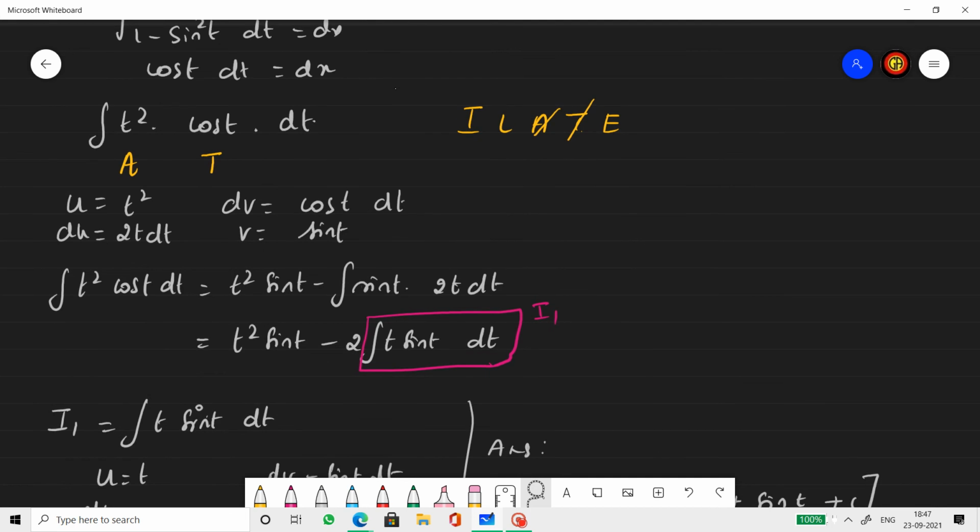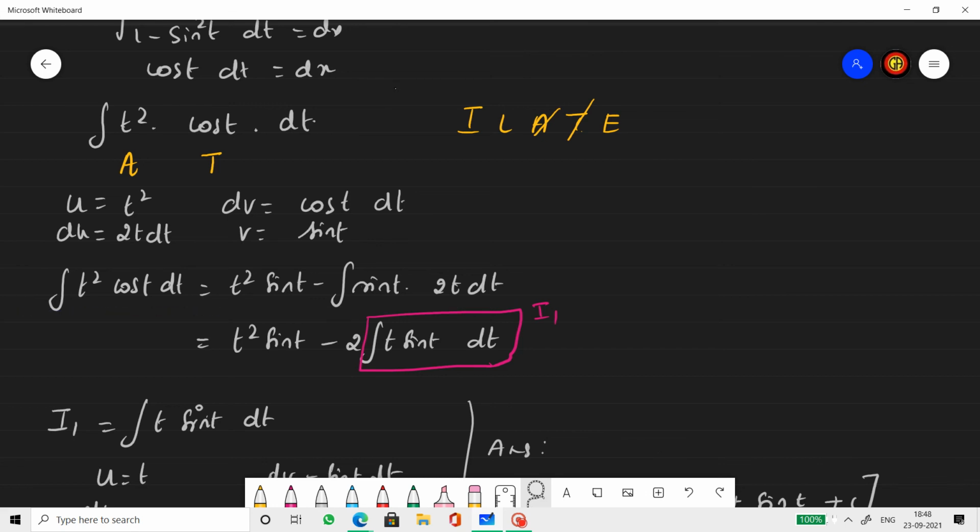Now it's a combination of two functions, algebra and trigonometry. Algebra comes first and then trigonometry as per the ILATE order. So taking u as t square and dv as cos t dt. Differentiate t square to get 2t dt. Integrate dv to get v as sin t.